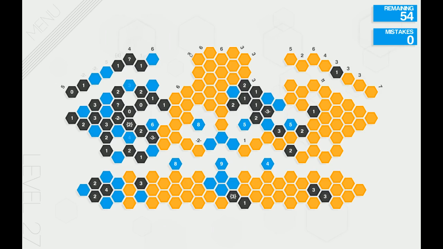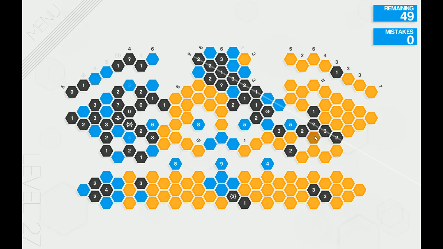Okay, so looking up top, we do have this row, and we already have 2 selected here. So we can eliminate the rest in that row. Let's do some of the easy moves off of that. One, 2, 3. Okay, so that row is solved. We can deselect that one.